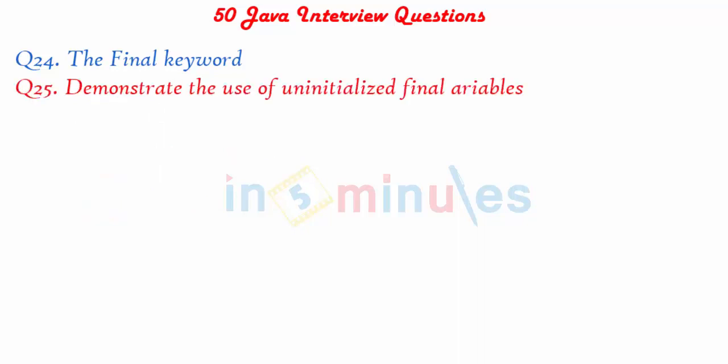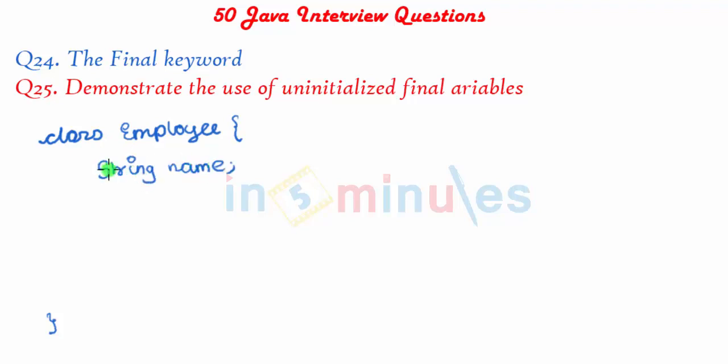Our next question: demonstrate the use of uninitialized final variables. So let's give this a concrete example. Suppose we have an employee class. Now we know that each employee will have his or her own name, so we can have string name. Now let's talk about the social security number of an individual. So let's just put up that field over here. We'll keep it as a string again. So string social security number.